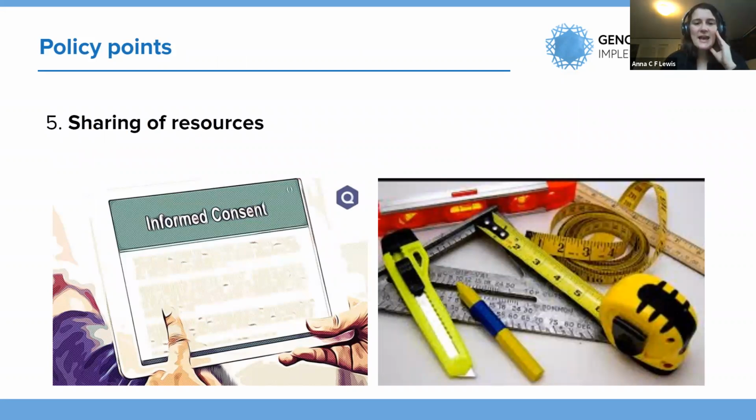Next slide, please. Fifth policy point, sharing of resources. As projects put together their return of results policies and then enact them, they generate a lot of resources that can then be shared. So that ranges from the consent form that a lot of sweat and tears go into putting together, as well as tools for measuring outcomes and various other things that might all be part of a return of results policy. We ought to share those.